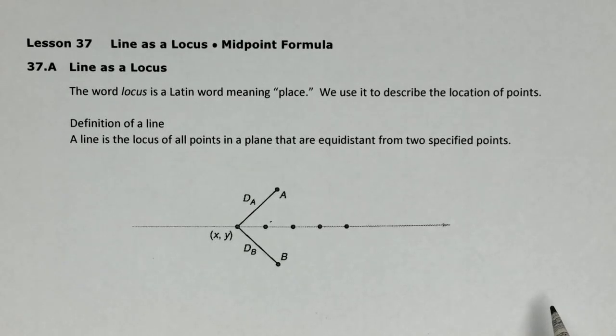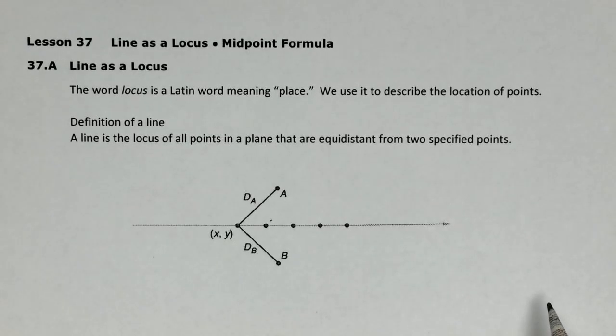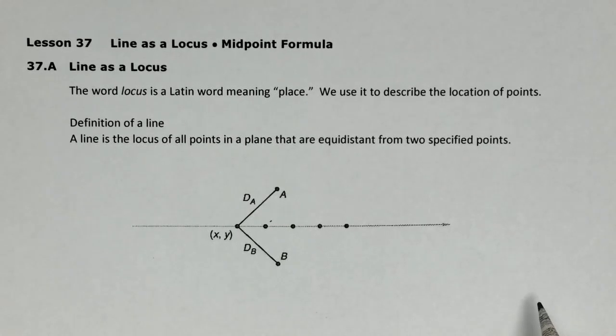Advanced Math Lesson 37. Part A is called Line as a Locus. Okay, so the word locus is a Latin word and it means place. And so we use that word when we're describing the location of points because they're at a particular place.